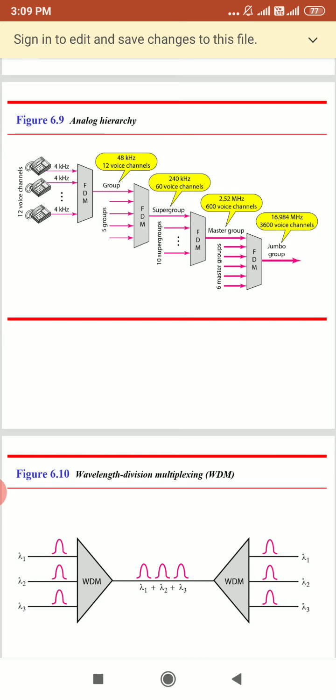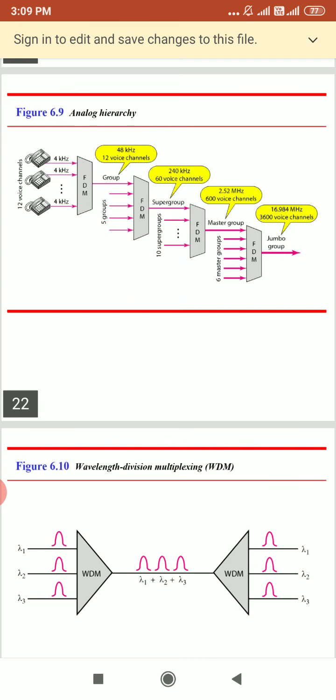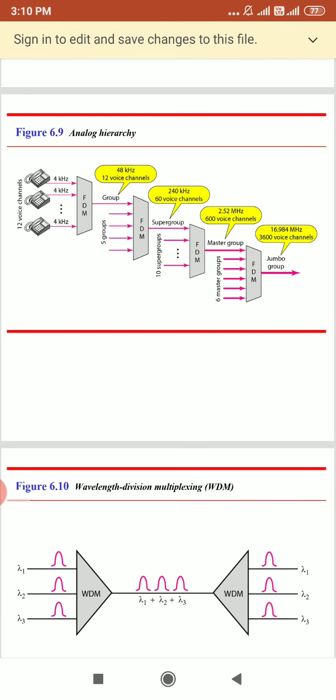So at last you will get 274.176 megabits per second. That's why we are calling this digital multiplexing high speed, because here we have speeds from 1.544 megabits per second to 274.176 megabits per second. We will see CCITT in the next class.